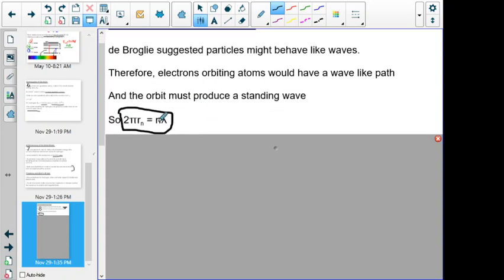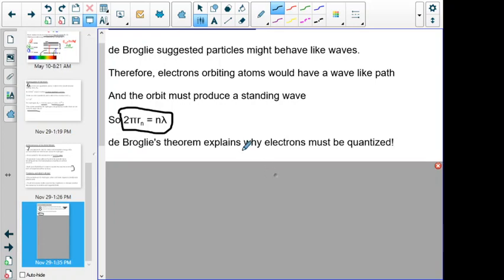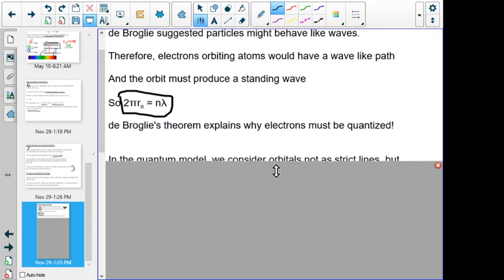So, fun. This De Broglie theorem explains why the electrons have to be quantized. The fact that we have to have this integer number of wavelengths for that circumference explains why we have to be quantized. Now, what does this mean?